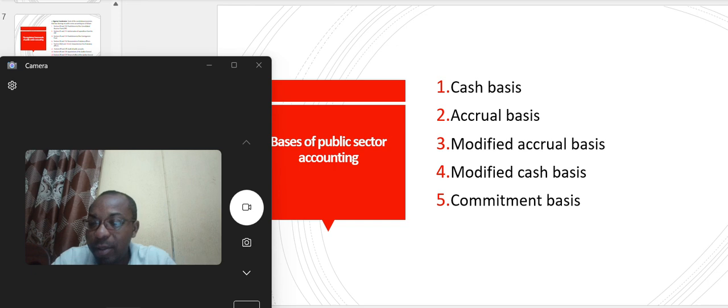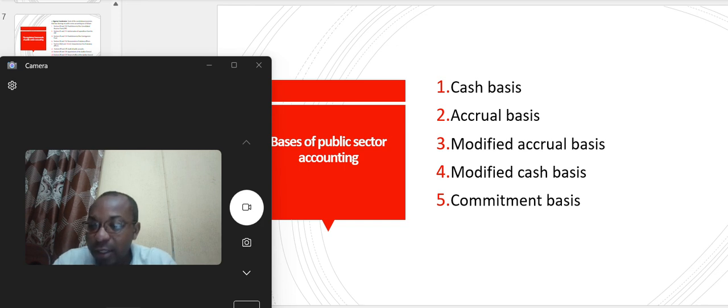That is accrual basis. When you combine these two bases in recognition of your income and expenditure, we call it modified accrual basis. I repeat, it uses both accrual basis and cash basis to recognize transactions. But it uses cash basis to recognize income and accrual basis to recognize expenditure.